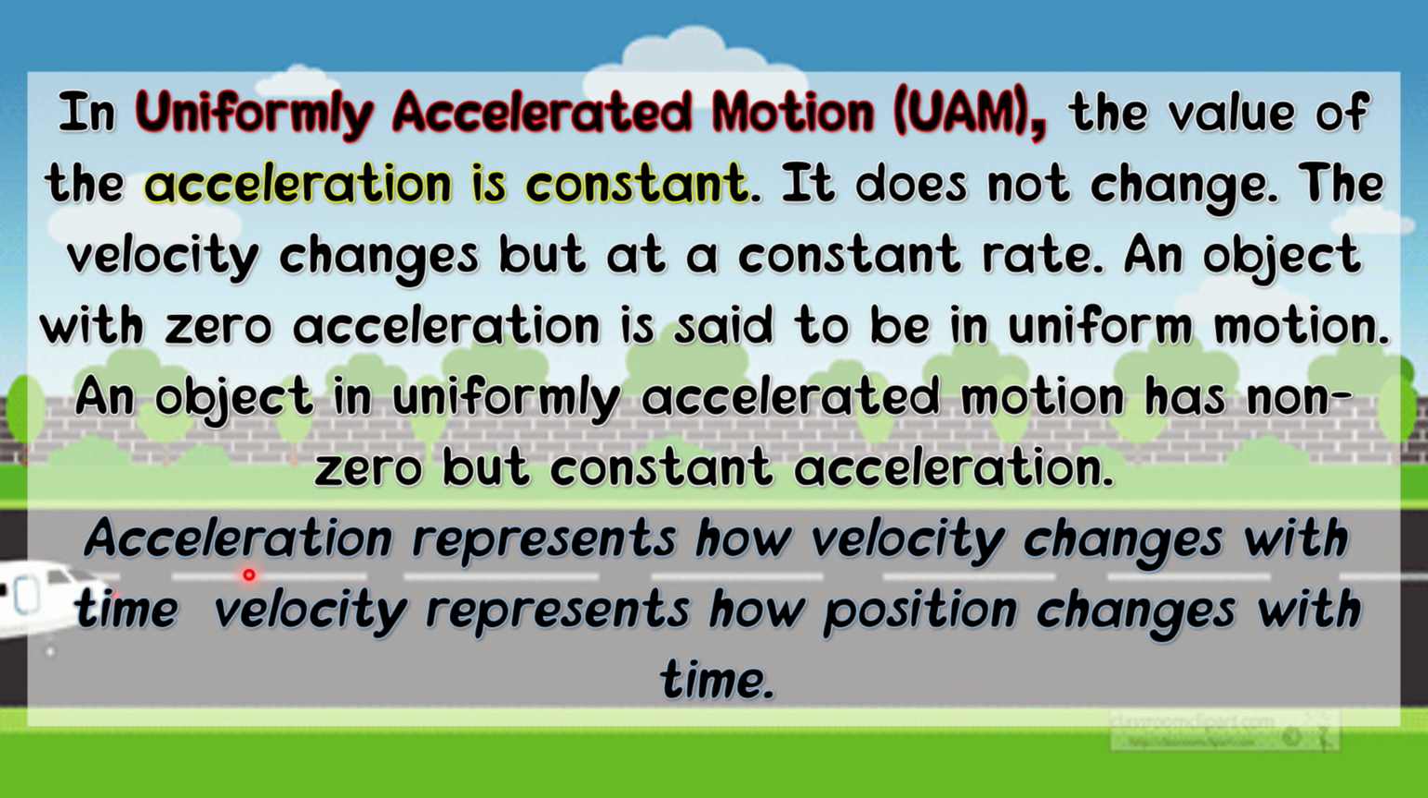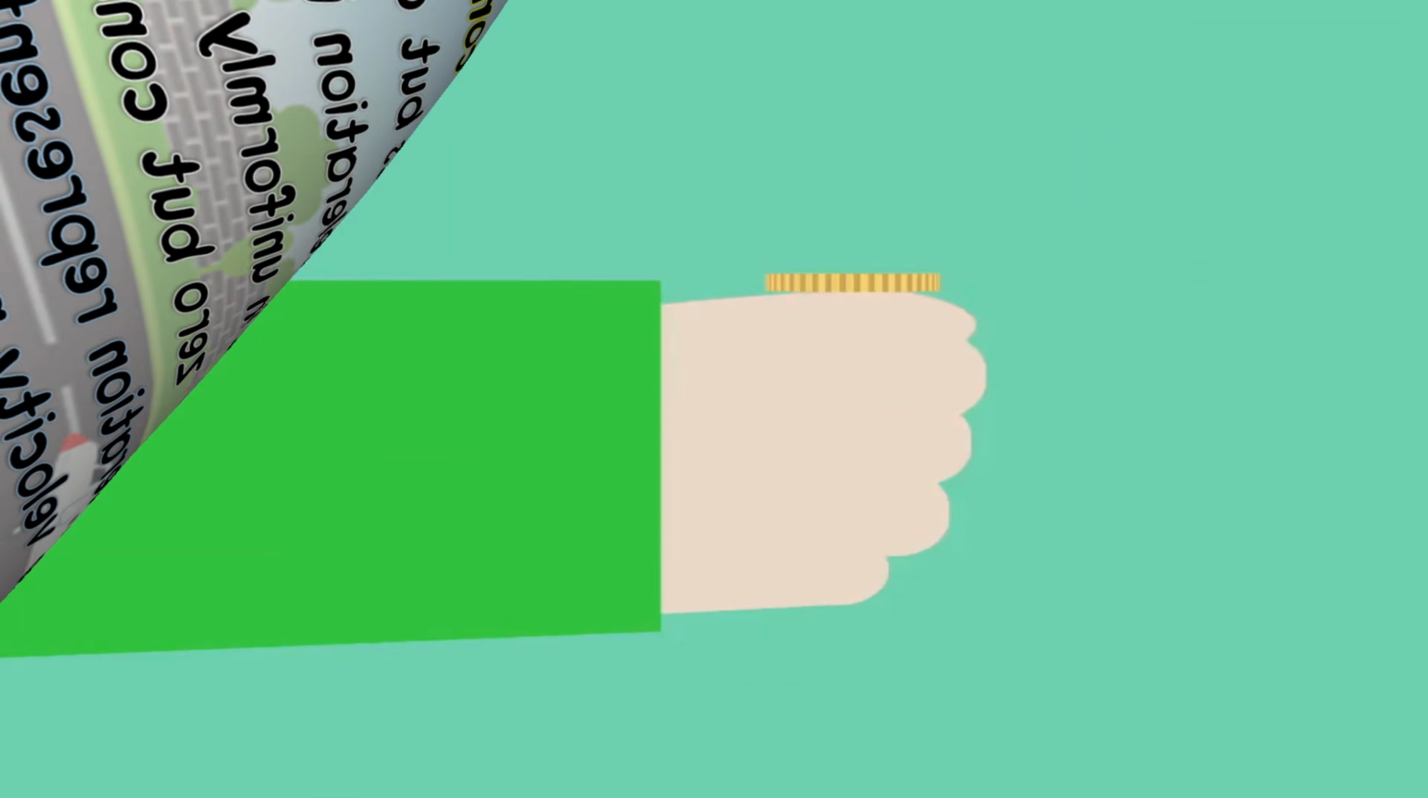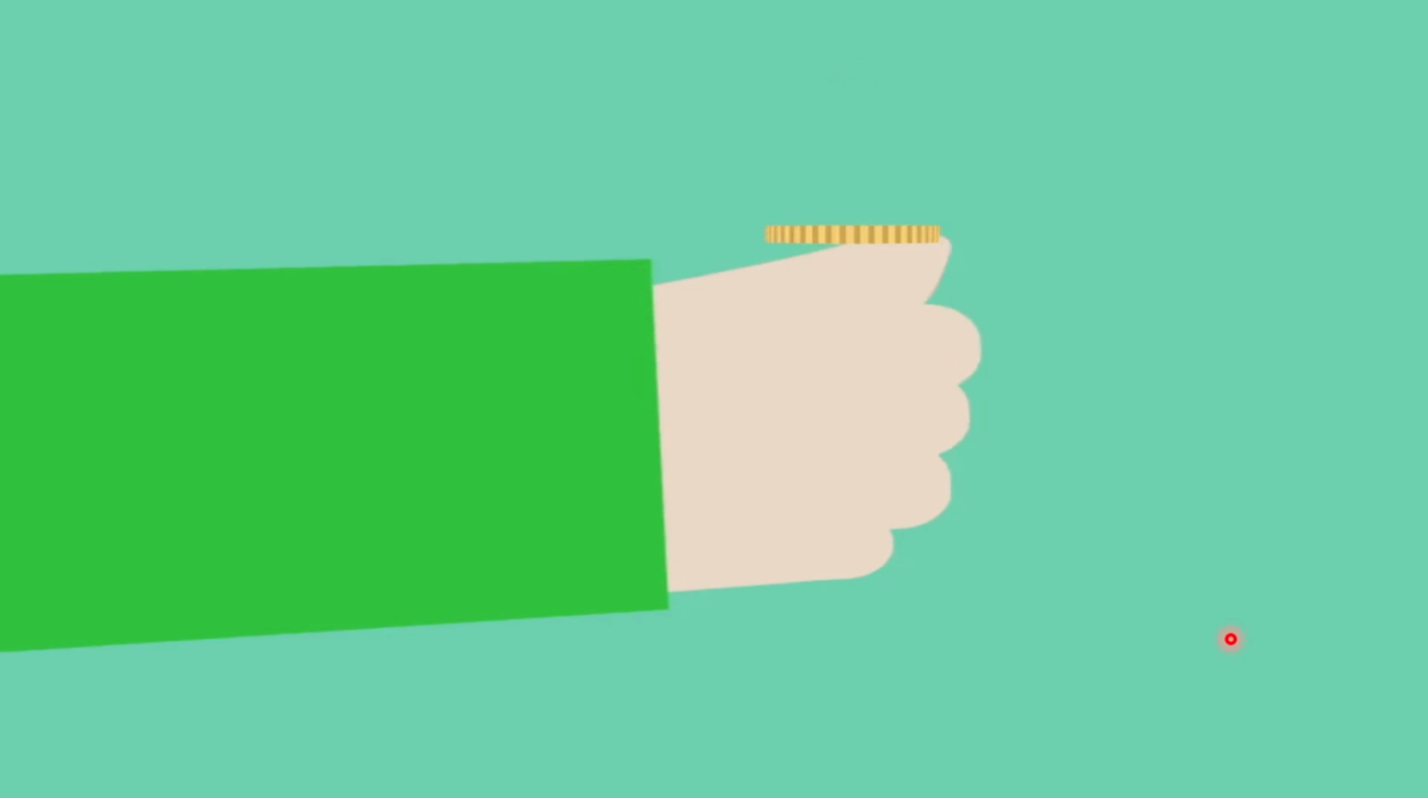Acceleration represents how velocity changes with time. Velocity represents how position changes with time. Next picture. As you can see, we have a coin. Toss it upward. Does it stay up? No. When it reaches its maximum height, eventually it will go down.